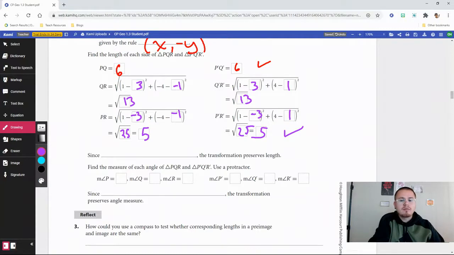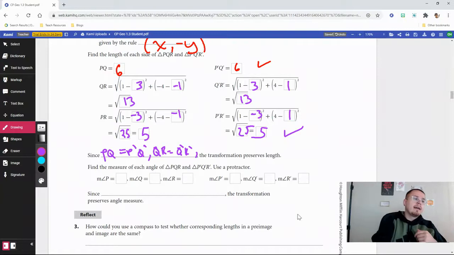So you could make a statement that says something along the lines of, PQ is equal to P prime Q prime. And they're basically comparing each of the line segments. QR equals Q prime R prime. Same thing with PR and P prime R prime. The transformation preserves length. Pull out that protractor and move yourself along.